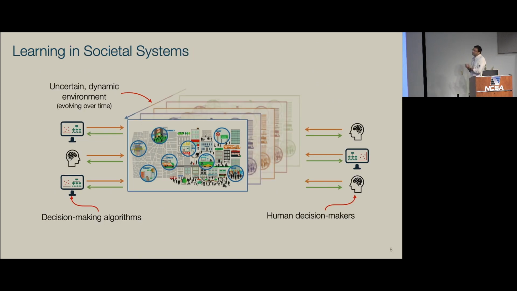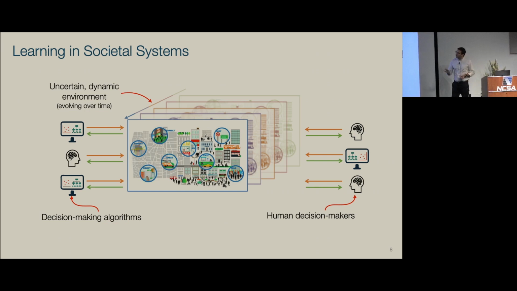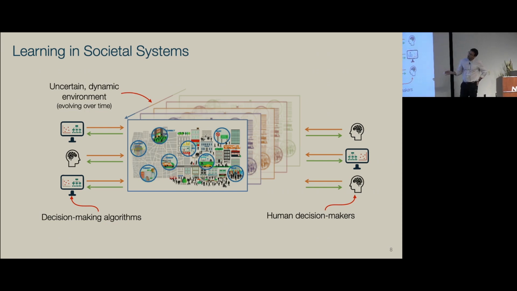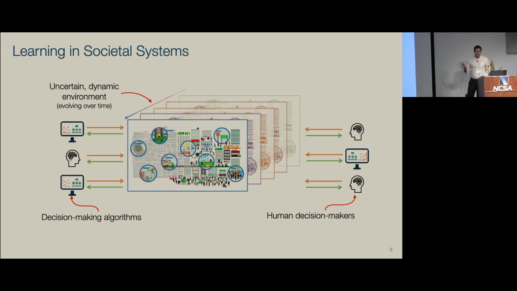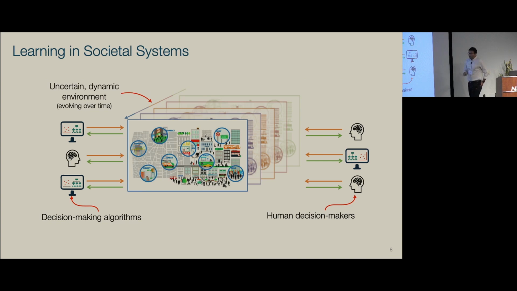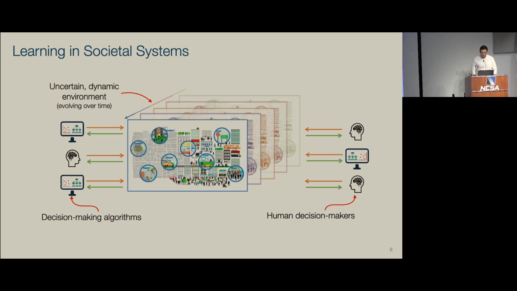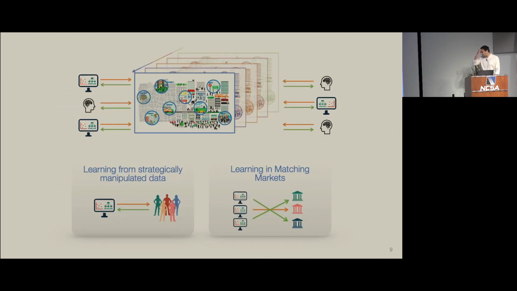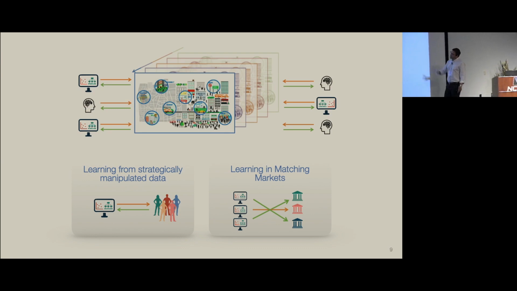But I'd say the real situation in which we're deploying these algorithms looks a lot more like this picture, where we have decision-making algorithms operating in uncertain dynamic environments that are maybe evolving over time. And these algorithms are competing, not just with other algorithms, but also with people, all of whom might have their own objectives in mind. And so the goal of my work is to try and make sense of this picture here, maybe in a little piecemeal fashion. And so today I'll talk to you about two works that tackle problems in this general area.